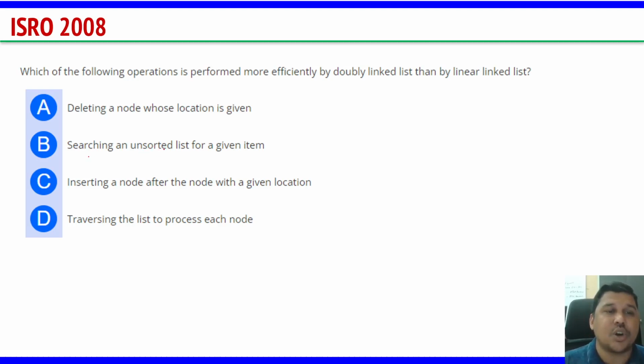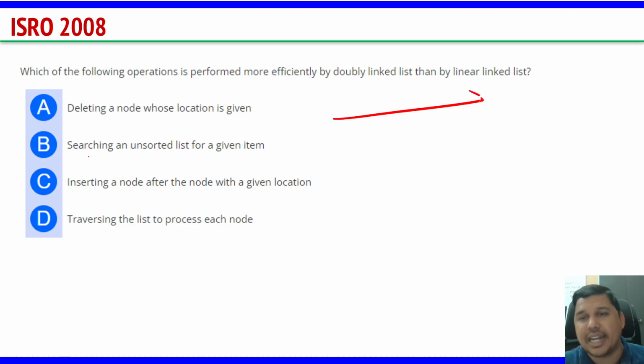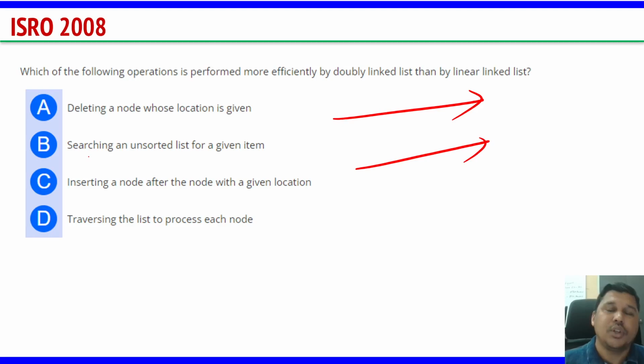Searching an unsorted list for a given item, in double linked list or single linked list. Searching is the same. Searching is common because you have to always traverse the entire list. If you are searching for an element which is at the last but one location, whether it is single linked list or double linked list, you have to traverse from the beginning only. So the time is the same here. So this cannot be the answer.